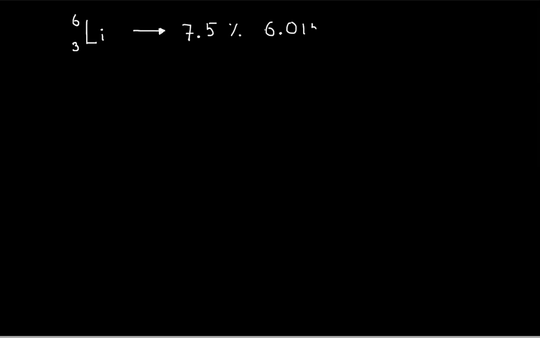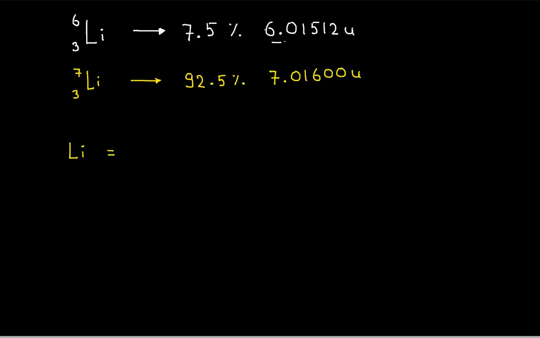You'll score both ways. So lithium exists in two forms. Lithium-6, 7.4% of lithium exists in this form, which has this mass. Another form of lithium is lithium-7, 92.5% of the time, and the mass unit is 7.01600 units. You have to tell me what will be the experimental mass when you measure naturally existing lithium. How much will it be?